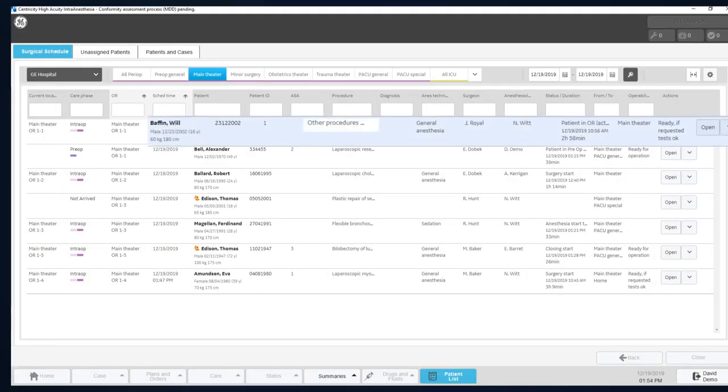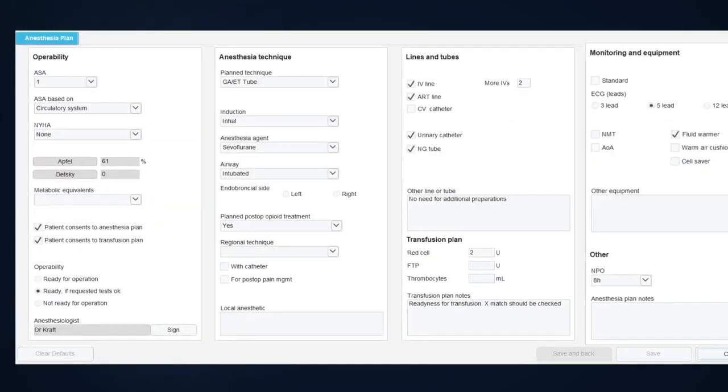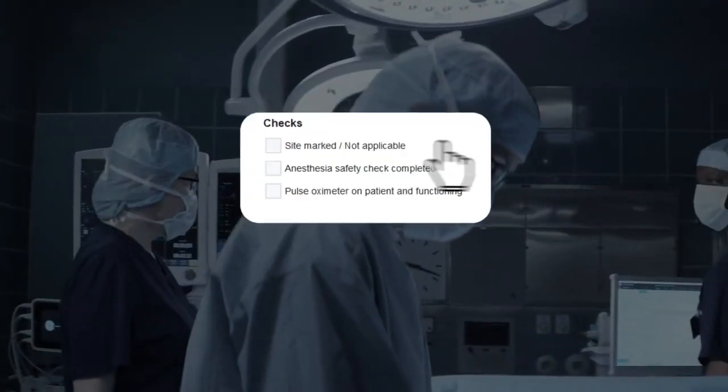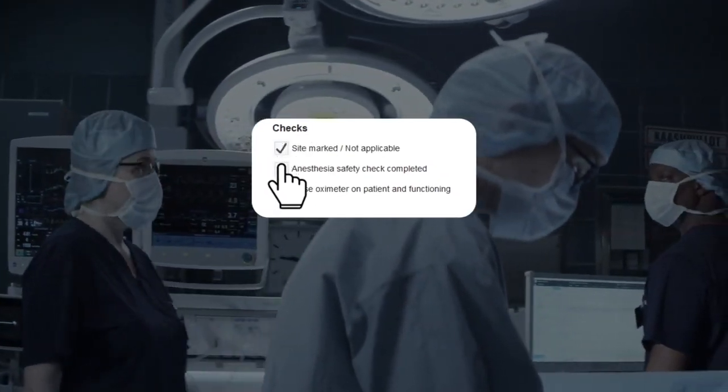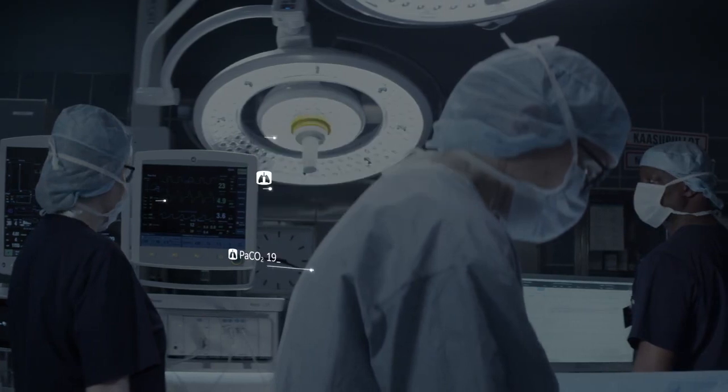At the start of your shift in the operating room, it's time to review the anesthesia schedule and assess resources, planned procedures, anesthesia techniques, and patient status. All of the pre-op data is right at your fingertips. The WHO safety checklist can be included in your workflow, as can other checklists.